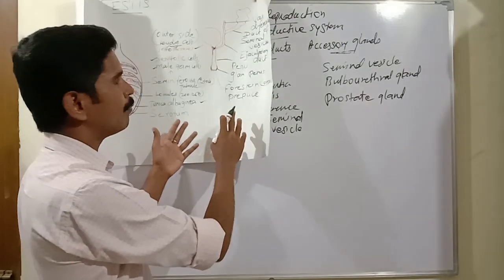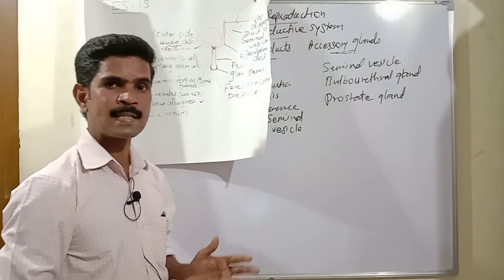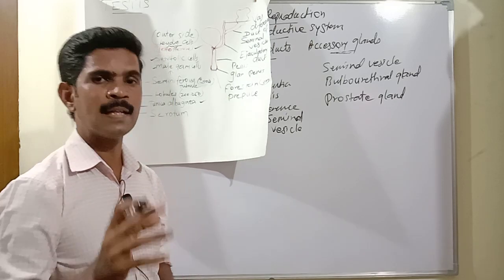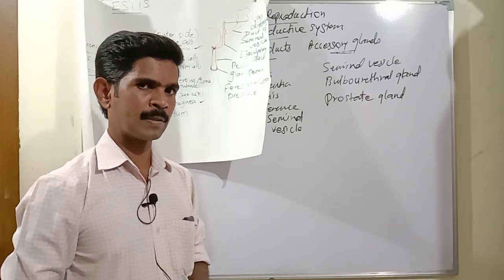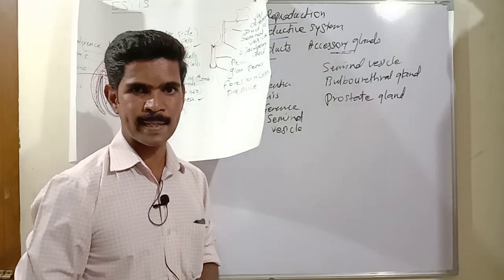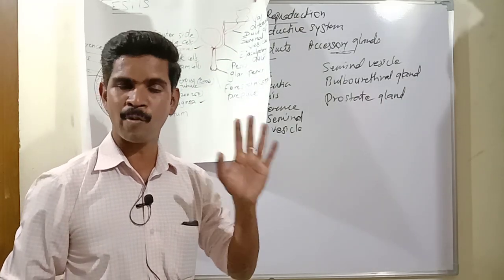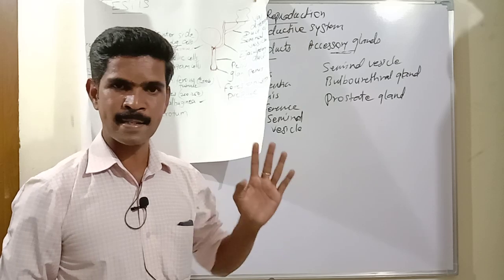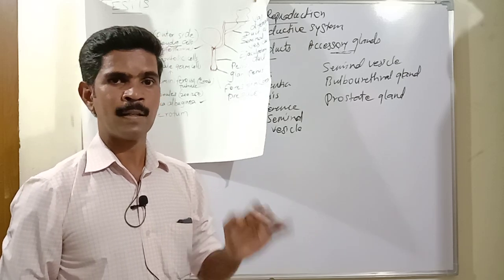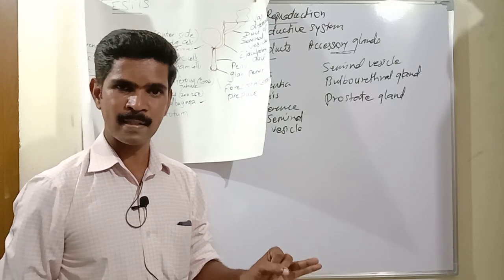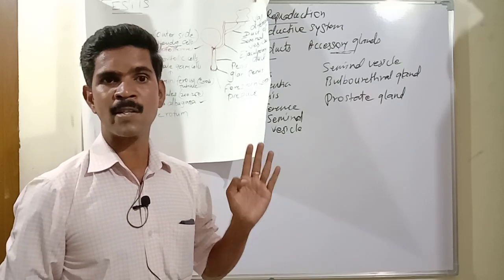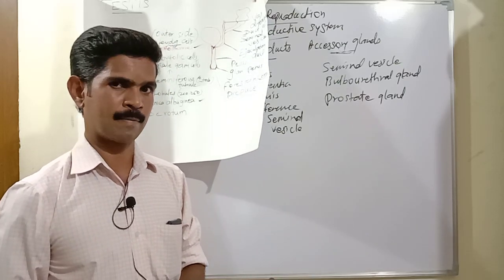So now we have completed the structure and functions of the male reproductive system. The male reproductive system consists of many organs, and all these organs come under four sections. The sections I already told you. Once again I repeat: the first one is the primary sex organ, the second is the accessory ducts, the third is the accessory glands, and the last is the external genital organs.